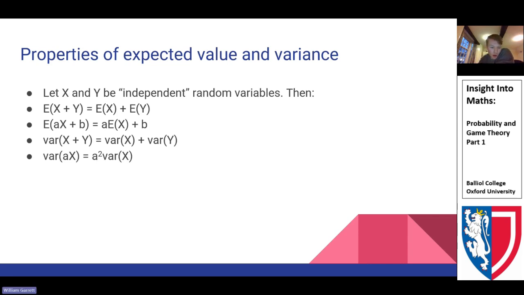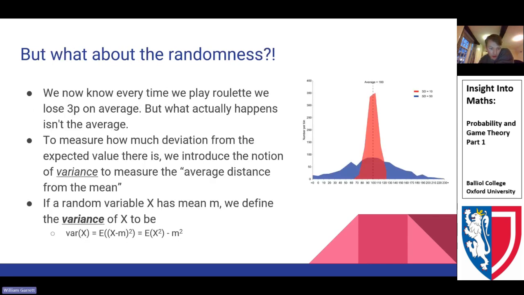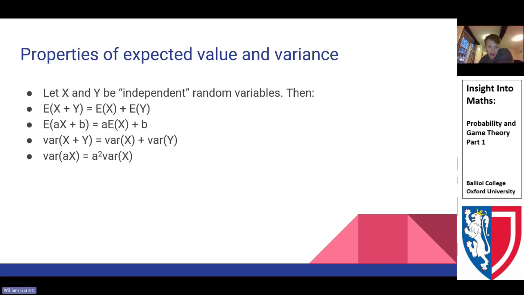Now, because of the square that we had in the previous formula, we've measured squared distance from the mean. When you multiply a random variable by a number, the amount of variance gets multiplied by the square of the number. So for example, the variance of 2 times a dice roll is 4 times the amount of variance there is in one dice.